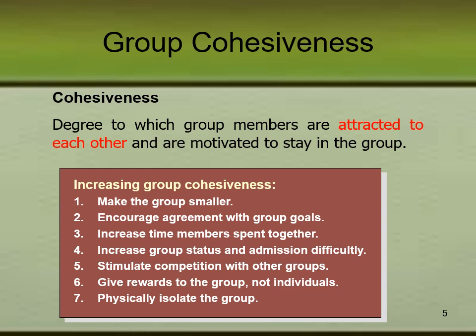Next, give reward to the group, not individuals. This is the best way to increase cohesiveness. Whenever the group has achieved something, whenever the group has performed better, the top management must reward everybody in the group, meaning all the group members, not just the group leader or any specific individual. By rewarding everybody in the group, they will be very happy. Then it will stimulate them to work harder in future.